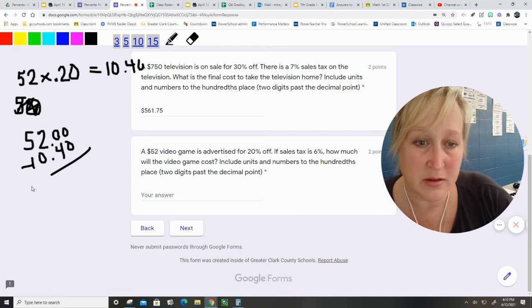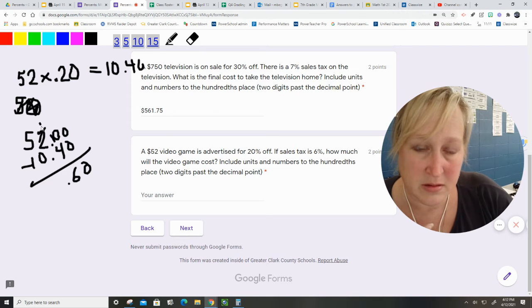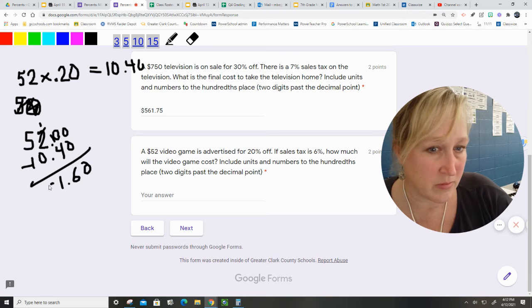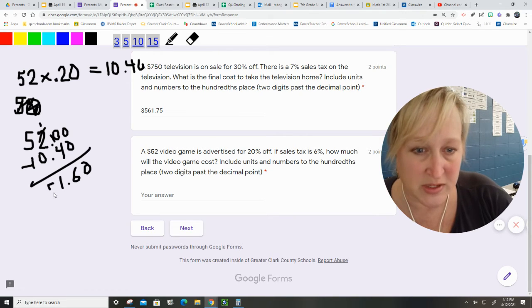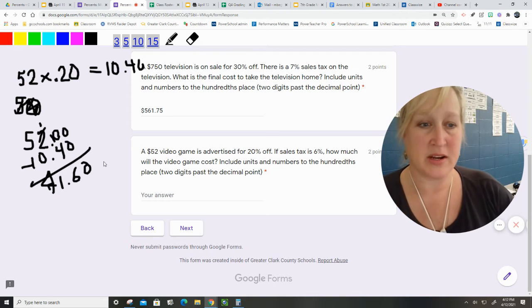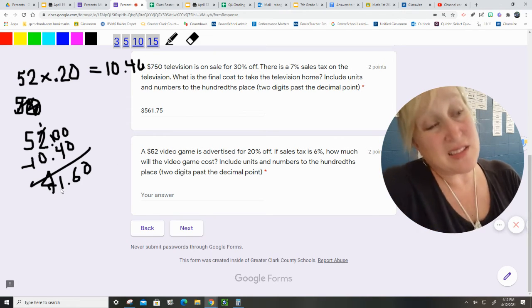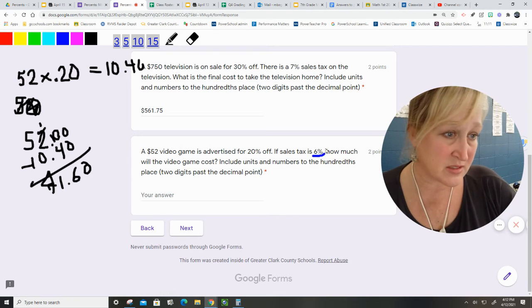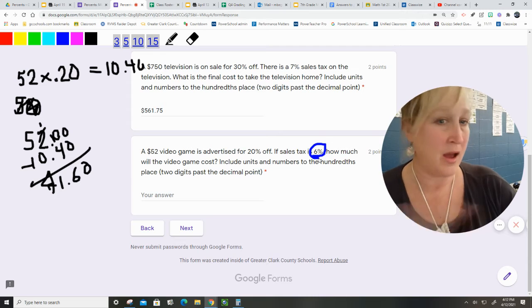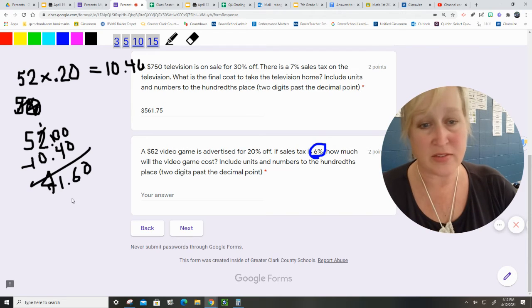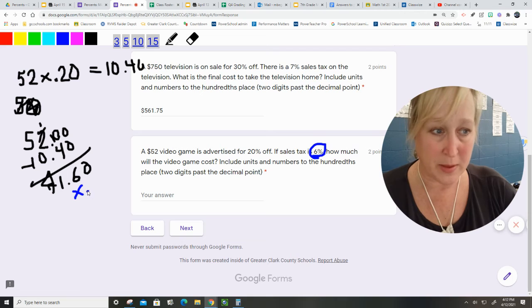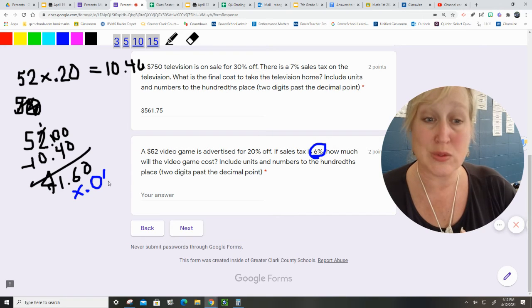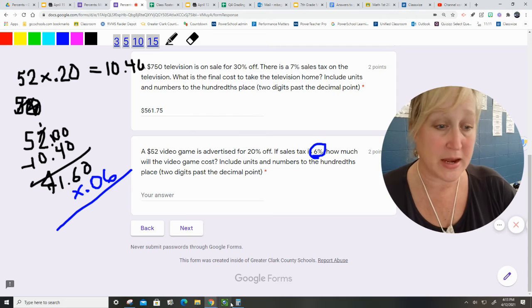So 0, 6, 1, 5. No, 4. 5 minus 1 is a 4. So I'm not done though, because that's the sale price. And if you'll notice, I need to add that tax on. I don't get to walk out without paying tax. So I have to take that $41.60 and multiply it by the 0.06. Do not screw that up.